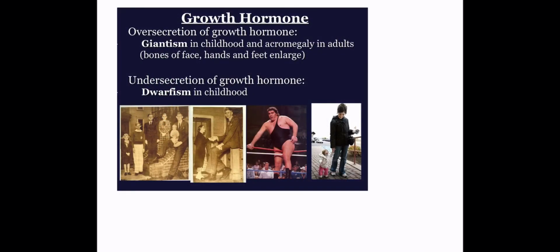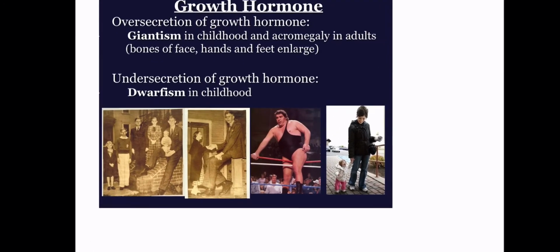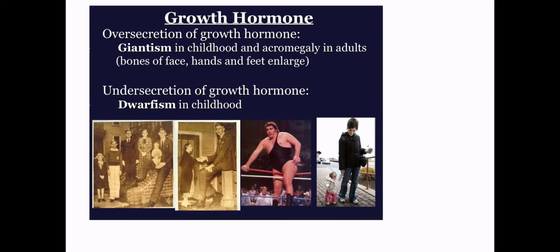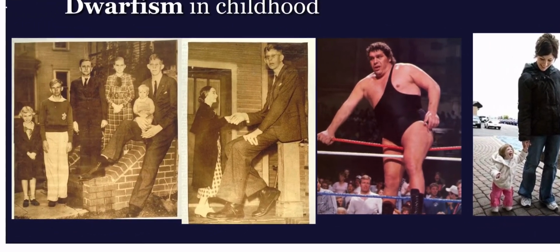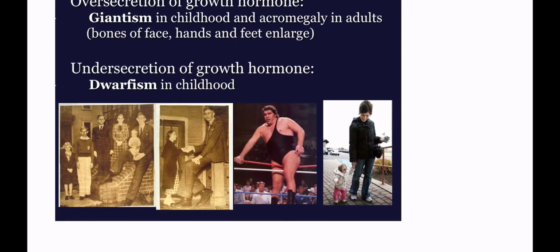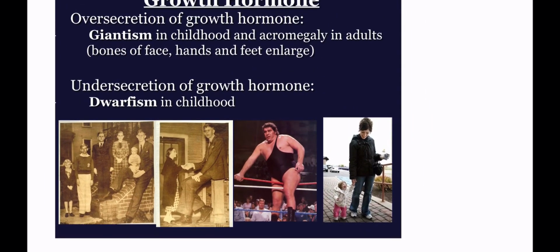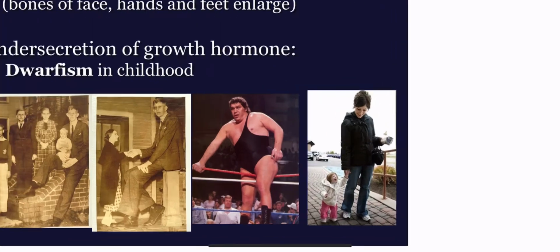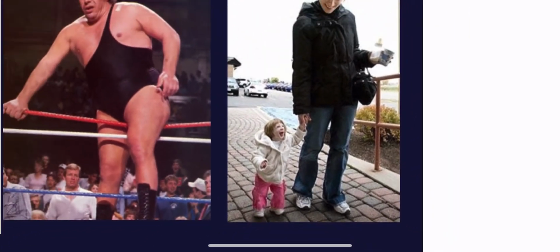As you see, oversecretion of growth hormone can cause giantism in childhood and acromegaly in adults. Bones of face, hands, and feet enlarge, as you see in pictures. Undersecretion of growth hormone can cause dwarfism in childhood. Here.